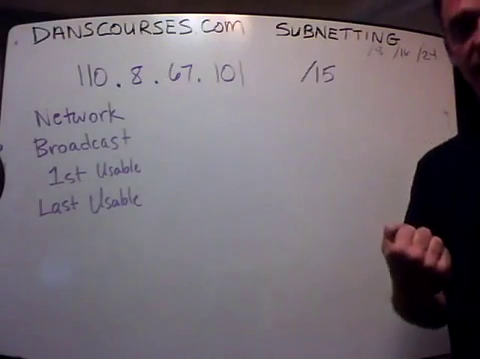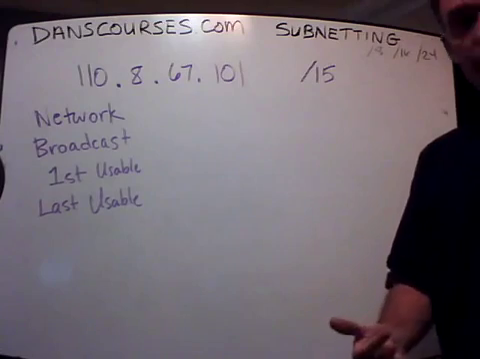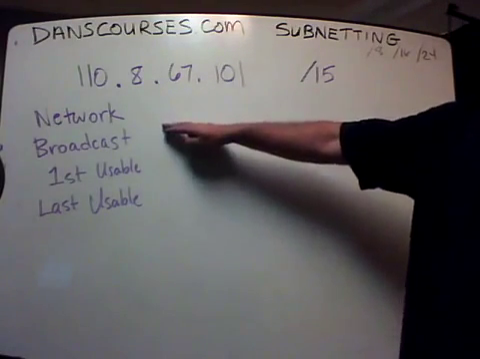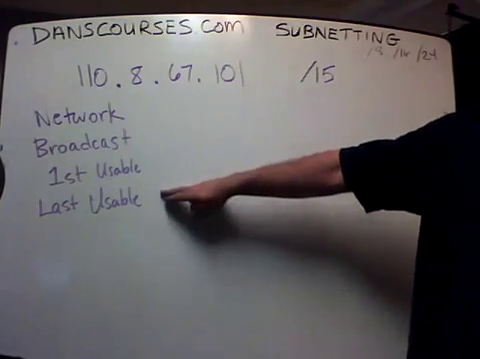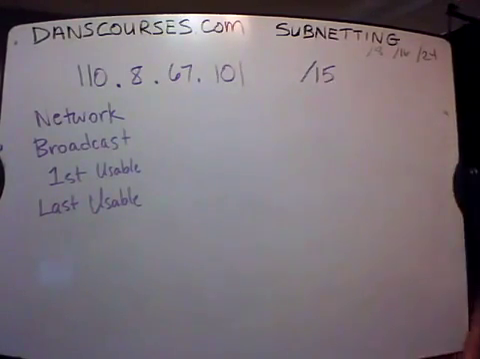All right, we're back. We're going to do a Class A scenario subnetted, and find the network address, the broadcast address, the first usable host, and the last usable host for this IP address with this subnet mask. Okay? So let's do it pretty quickly.